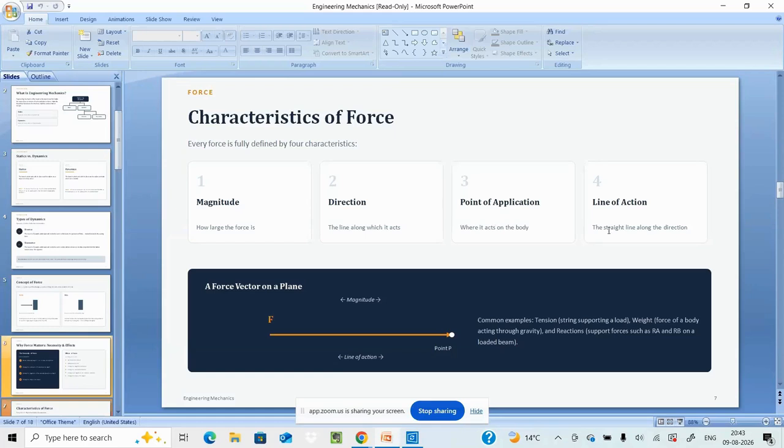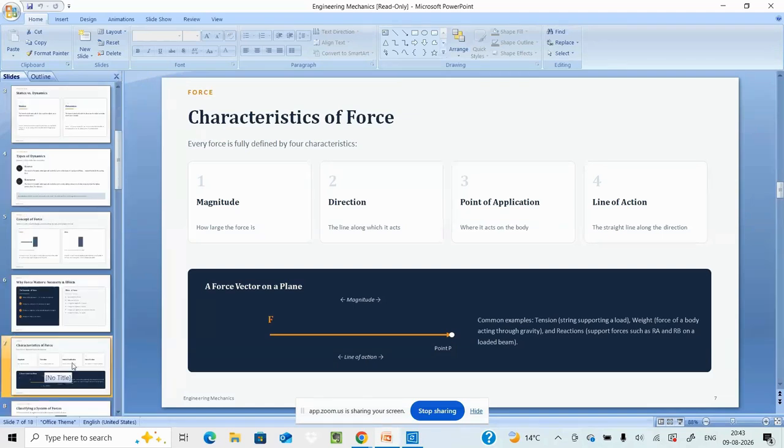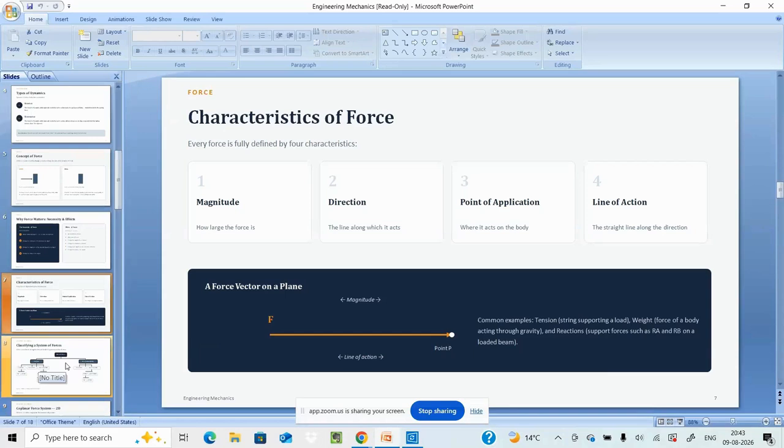And the next one is straight line, that line of action. If you see here the line of action, that is known as the line of action. So these are the important characteristics of forces to be noted.